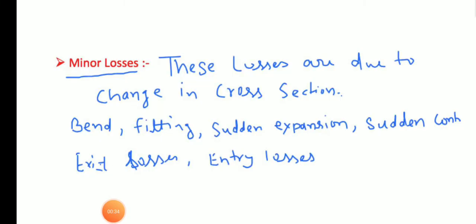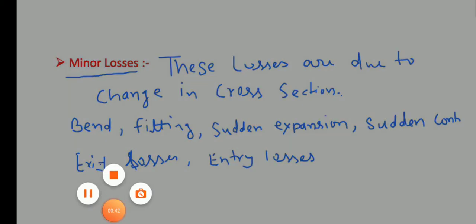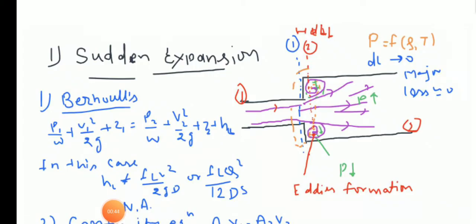Other losses are minor losses. These losses are due to the change in cross section, bend, fitting, sudden expansion, sudden contraction, exit losses, entry losses. First, sudden expansion. You can see the diameter of pipe is changing from pipe 1 to pipe 2.